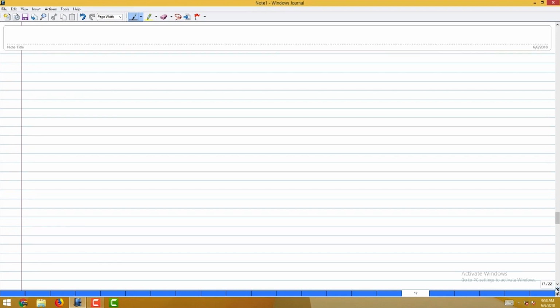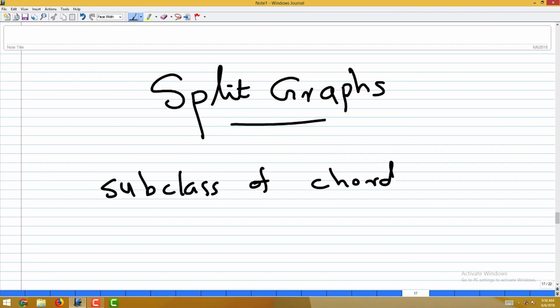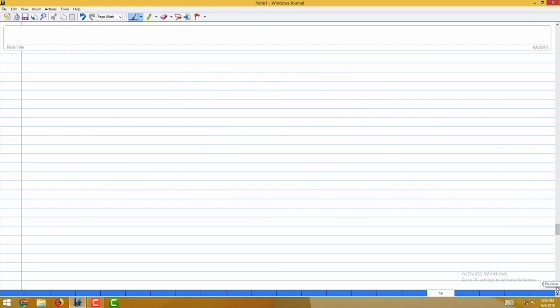So, now let me move to another class of graphs called split graphs. A very simple class of graphs, it is a subclass of chordal graphs. If it is a subclass of chordal graphs, then it is a perfect graph anyway. So, how does a split graph look like? It can be split into an independent set and a clique. That is the split graph.